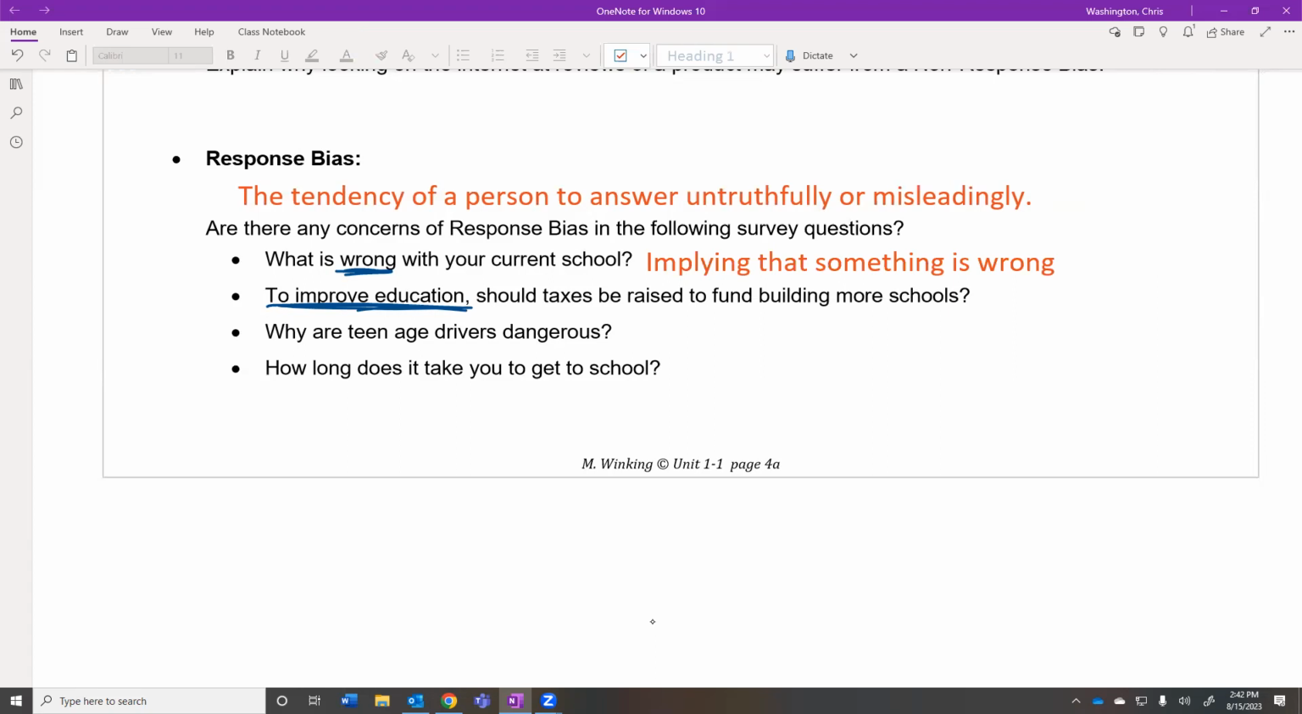But what is the person that wrote this question trying to do? They're trying to influence my answer. It's like, yeah, we should, because if I don't, then education is not going to improve. What is a better way that we could ask this question? Just the next part, nothing but this part right here. That would be a much better way to word this question: should we raise taxes to fund building more schools? That's it. There shouldn't be a negative or a positive thrown in there to try to get me to answer it one way or the other.